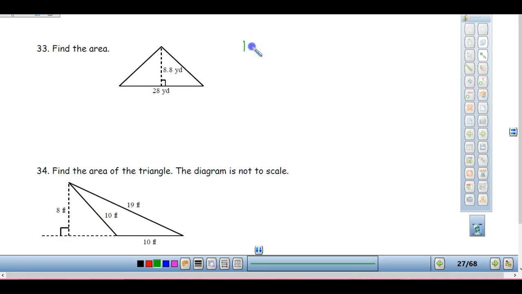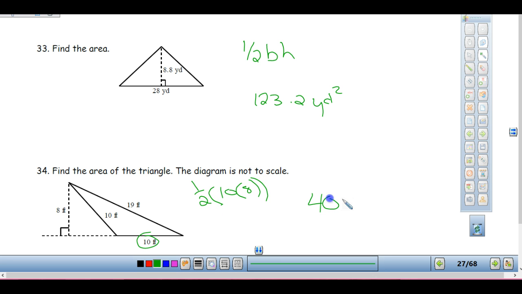Alright, area of a triangle, 1/2 base times height, so don't forget to divide it by 2. So you've got 28 times 8.8. Make sure you divide that by 2, so now your area is 123.2 yards squared. Again, area, base times height. Our base is 10. Our height, remember, has to make a 90-degree angle, so our height is 8. Don't forget to divide by 2, so this one's going to be 40 feet squared.